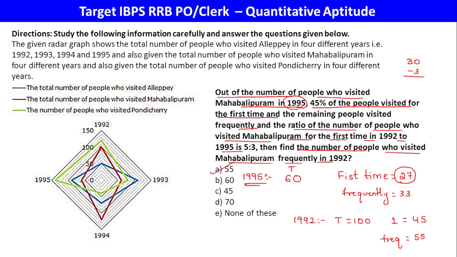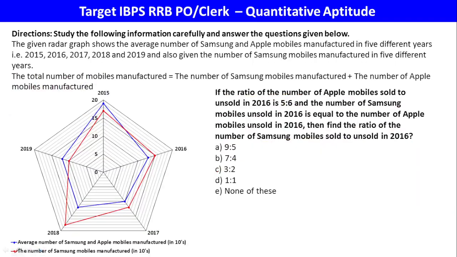Right, first of all the total: 45% of the total is 27, so frequently is 33. In 92, the total is 100 members. And the ratio of first-time visitors is 3 parts 27, so 5 parts is 45. Of the total 100 members, 45 are first time, so the remaining 55 are regular frequent visitors. Then yes, next set.